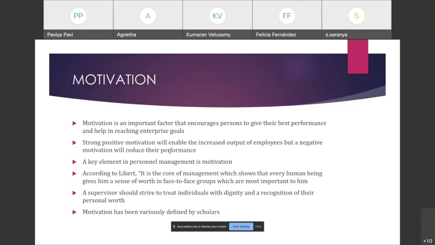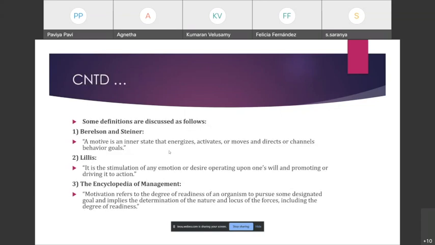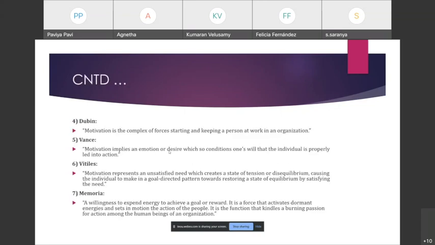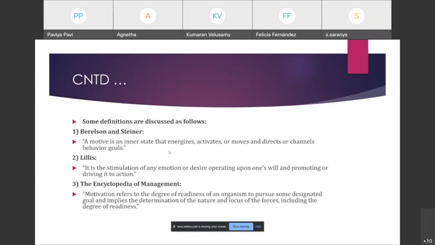Okay, so that is basically what motivation is. So I've just got a few definitions here. There are many definitions, but I've just taken a couple. We're not going to go through all of them, but we're just going to go through a few of the definitions of what is motivation or what is a motive, according to some very popular psychologists.